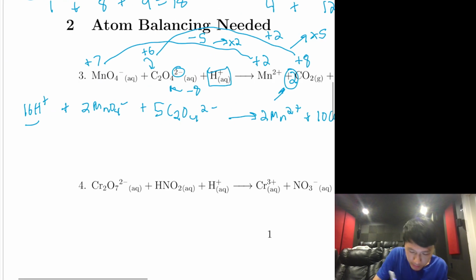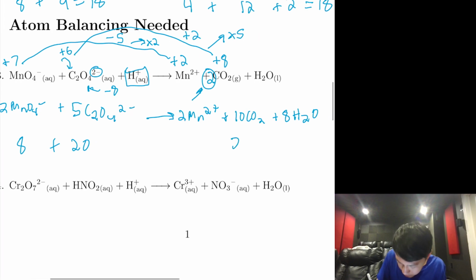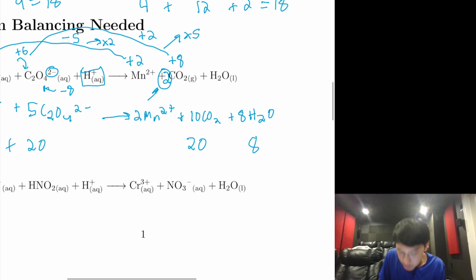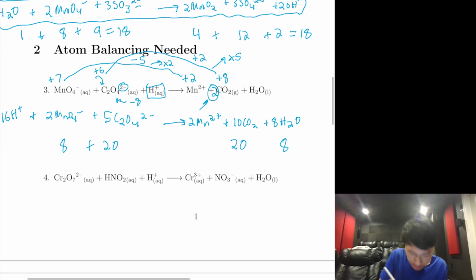And let's just very quickly check our answer. Oops, sorry, didn't mean to delete that. So here we have 8 oxygens here plus 20 here, so that's 28 oxygens. This side we have 20 oxygens from here and 8 oxygens here, 28 on both sides, so this is correct.